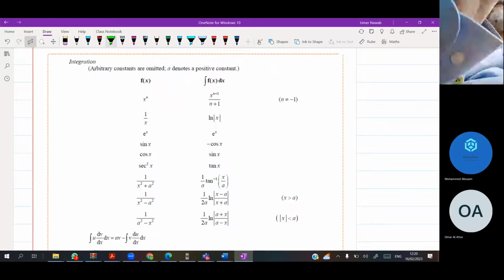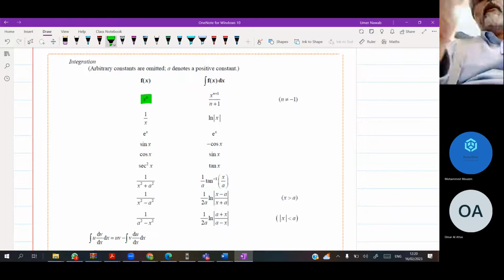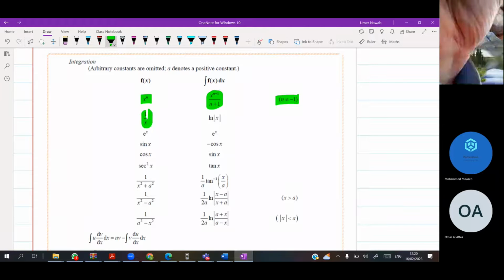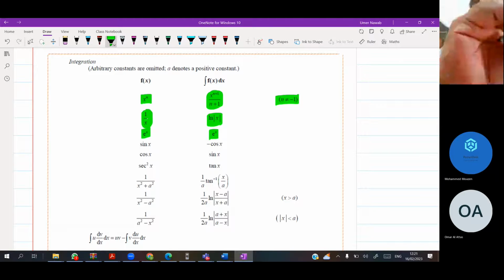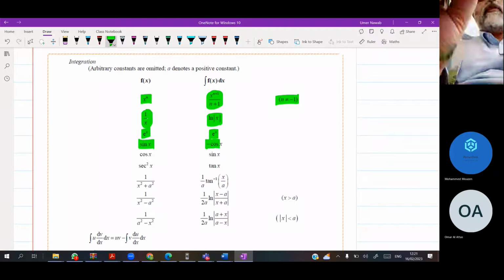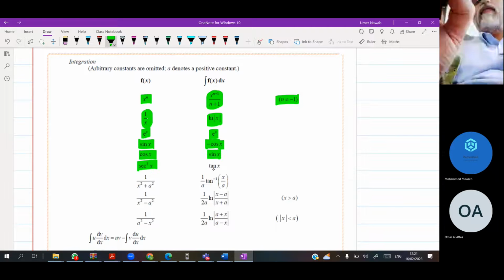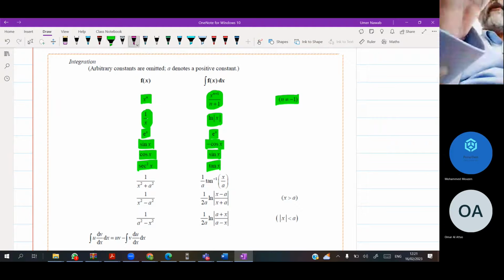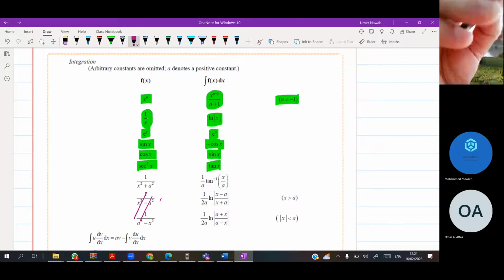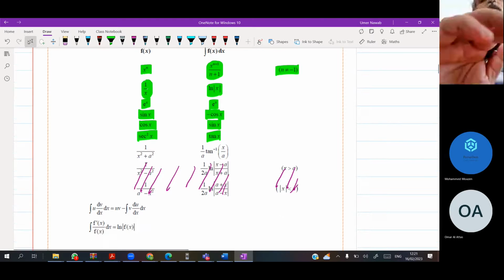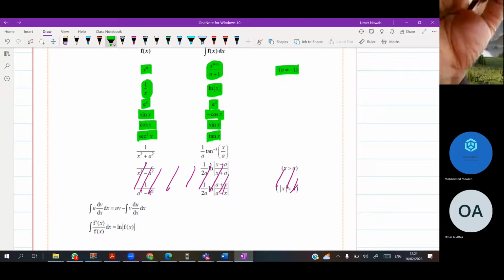Come to the integration. Integration, the power rule integration. If the power is not equal to -1, you will write the power rule of integration. If it is 1 over x, integration is ln of x. e to the x, integration is e to the x. Sine of x is minus cosine of x. Cosine of x is sine of x. And secant square of x is tan of x. These two formulas are not included. It is further maths formulas. You need not to concentrate on that.